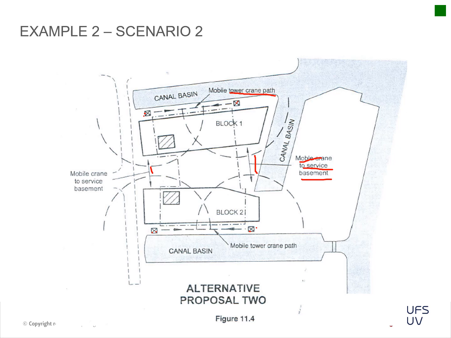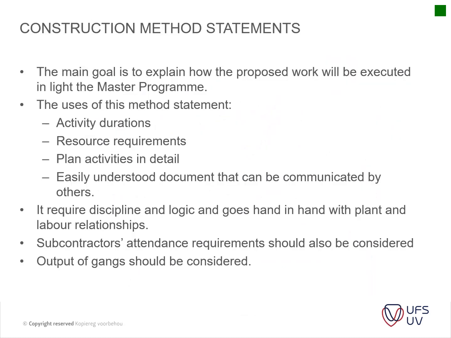Okay, so you will see up to this point it's fairly cryptic. It just says this is more or less what we're going to look at or not. Okay, so you guys understand that type of method statement. Okay, now we get to construction method statements. The main goal is to explain how the proposed work will be executed in light of the master program. The uses of this method statement are activity durations, resource requirements, plan activity details, and easily understood documents that can be communicated to others. If required, it is disciplined and logical and goes hand in hand with plant and labor relationships.